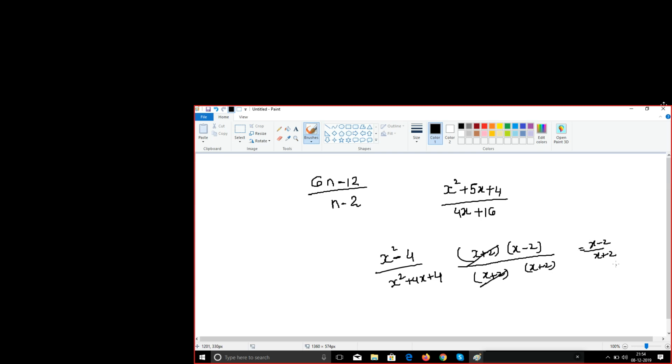And I can't cancel that out? No, you can't cancel out x minus 2 and x plus 2 further. So yeah, this is your final answer. Is this clear? Okay. Yes. Okay, now the next is 2x minus 2 divided by x squared minus 1.